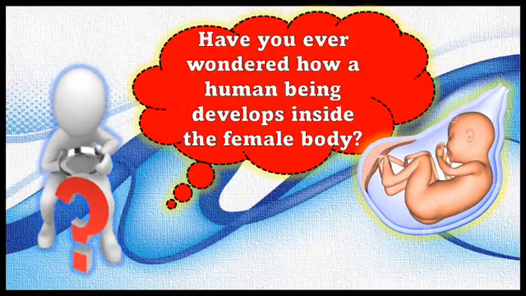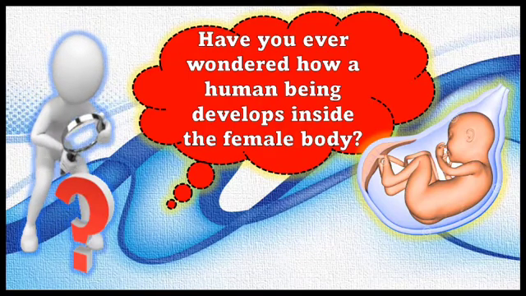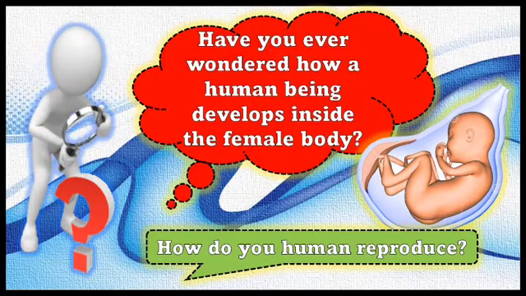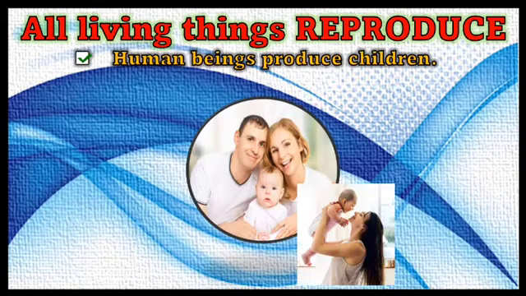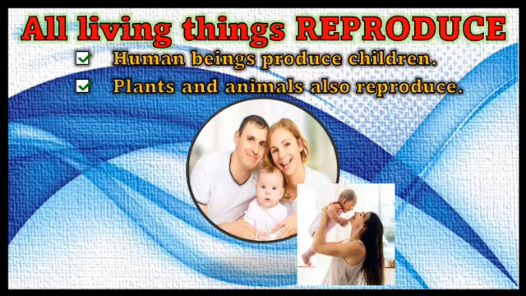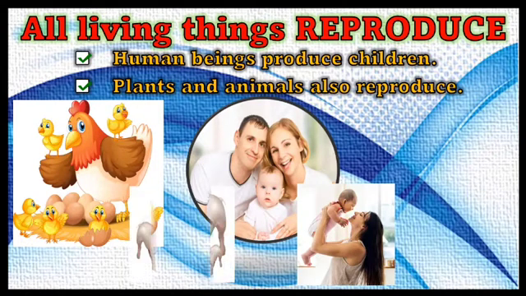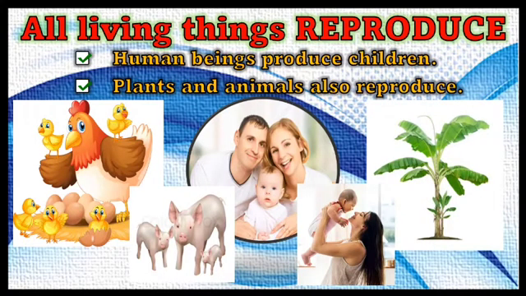I have important questions for you, class. Have you ever wondered how a human being develops inside the female body? And how do humans reproduce? All living things reproduce. Human beings produce children, and plants and animals also reproduce. Chicks came from their parent chicken. Piglets came from their parent pig. The banana plant came from its parent plant. Therefore, people, plants, and animals have the ability to reproduce their offspring.